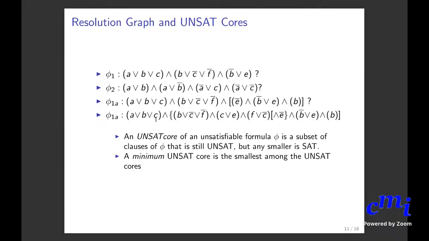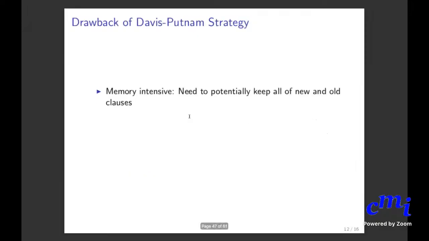I leave it as an exercise for you: in the case of phi 2, the smallest unsat core requires all the 4 clauses in the original formula. In phi 1a and 1b, a subset will suffice, because they're also unsat. I leave it as an exercise for you to find out what that subset is. You can compute that automatically as well, but that's an expensive procedure.